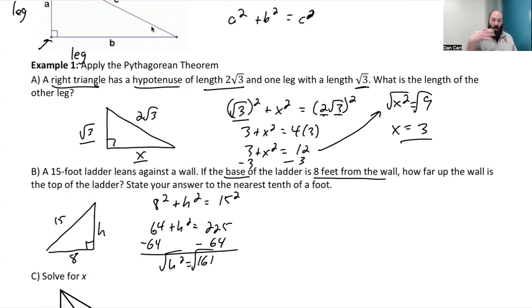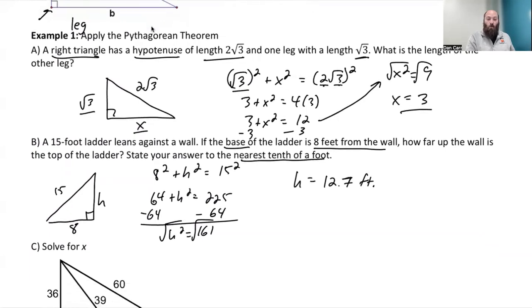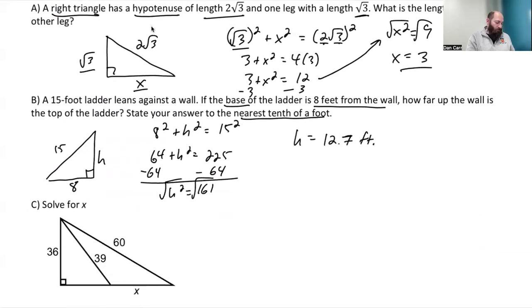Now, because it's a word problem and it's a real life scenario of a ladder, we're going to go ahead and round this off to the nearest tenth of a foot. So that's 1 decimal place. So when I plug that in my calculator, I get the square root of 161, and that comes out to 12.7 feet. Okay. So tenth of a foot is going to be 1 decimal place there.